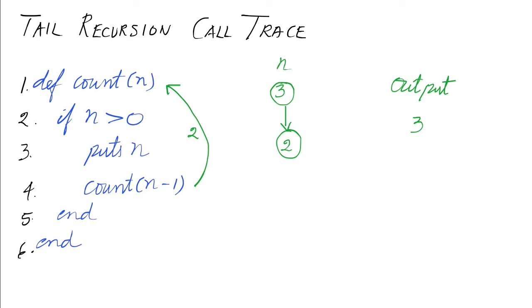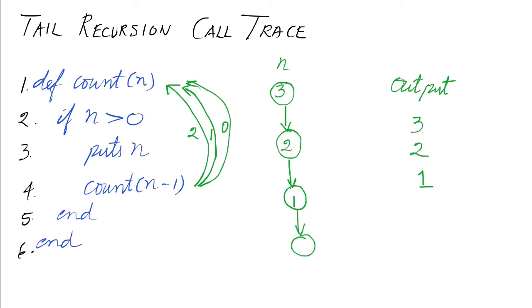2 is greater than 0, so it prints 2. We now make another recursive call with n equals 1. We now call count with n equals 1. 1 is greater than 0, it prints 1. We now make a recursive call with n equal to 0. So we now have a call to count with n equal to 0.